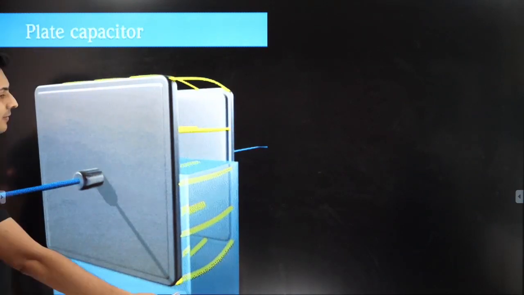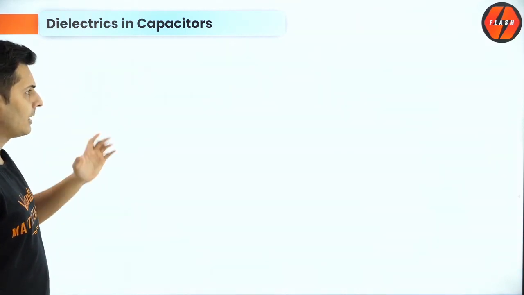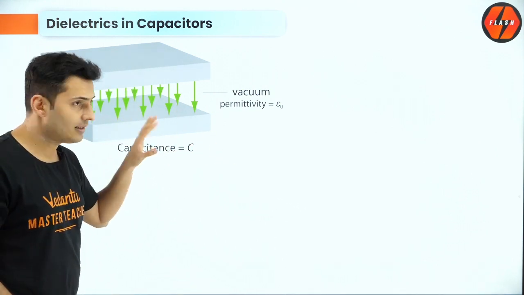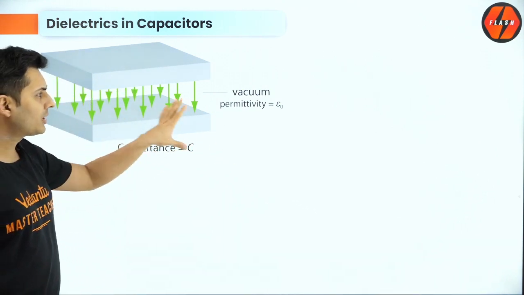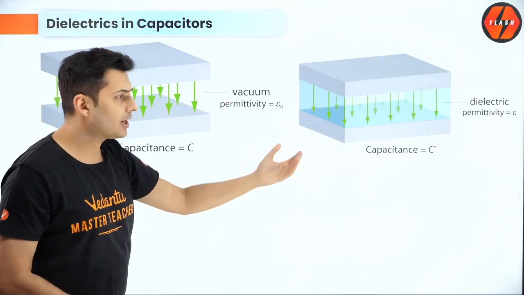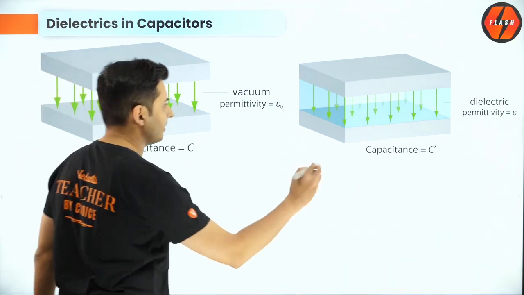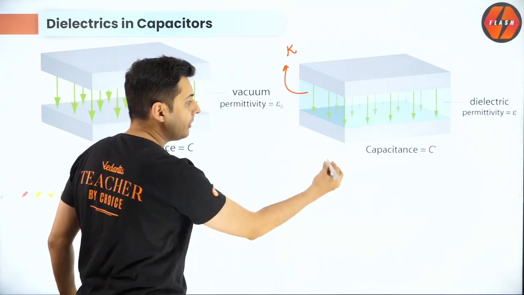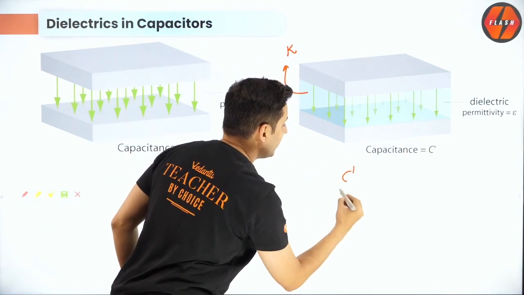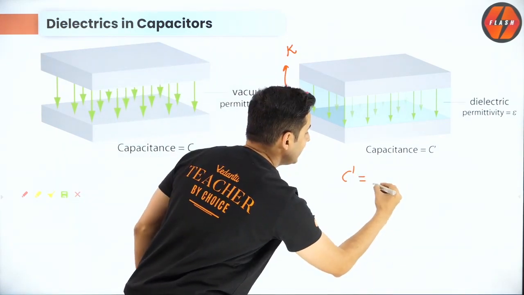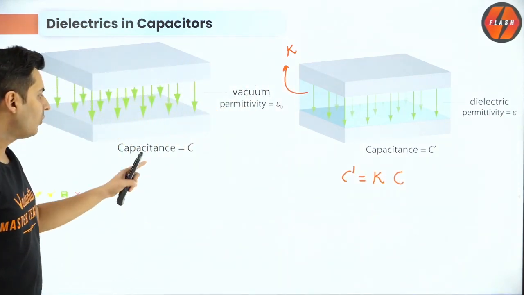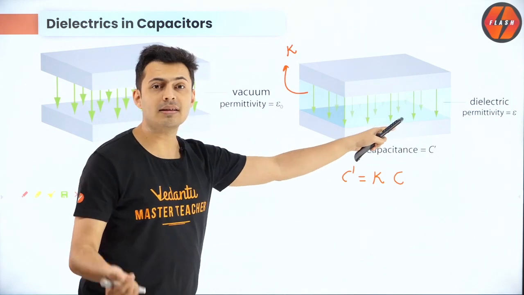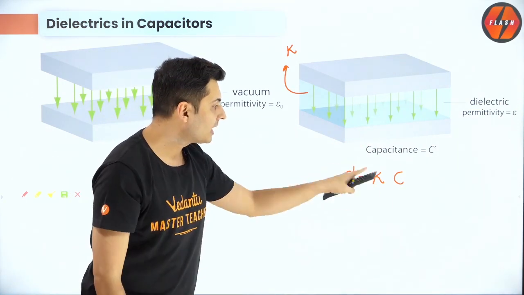Now, Faraday did this experiment with capacitors, and he found that whenever you have a capacitor with capacitance C, and you put some material with some dielectric constant K, then what happens? The new capacitance C prime, with that dielectric, becomes K times the old C. What is C? C is the capacitance without the dielectric. What is C prime? It's the capacitance with the dielectric. So if you fill it completely, it increases K times.